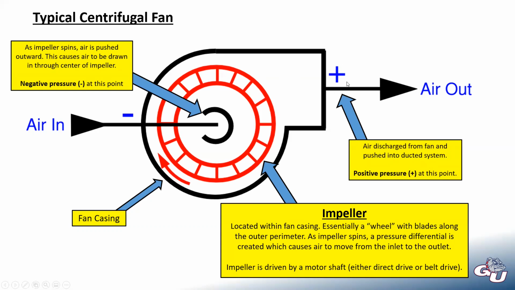And so if we have a positive pressure point and a negative pressure point, what that means is if you took a pressure reading device and you plugged it in on each side of the fan, you would read a differential pressure across the fan. So you'd have some positive pressure on the outlet and some negative pressure on the inlet.